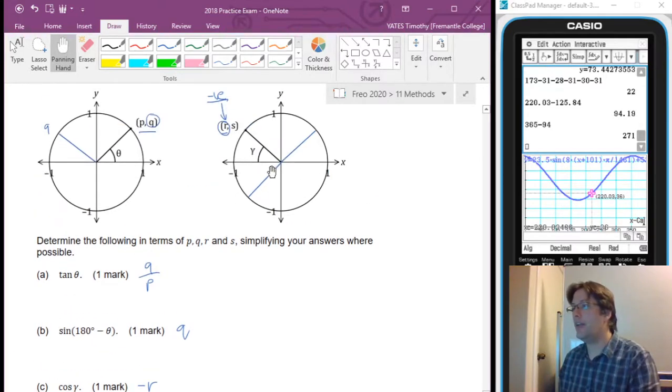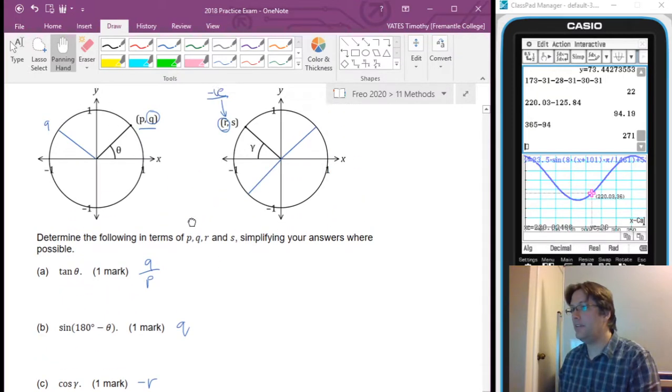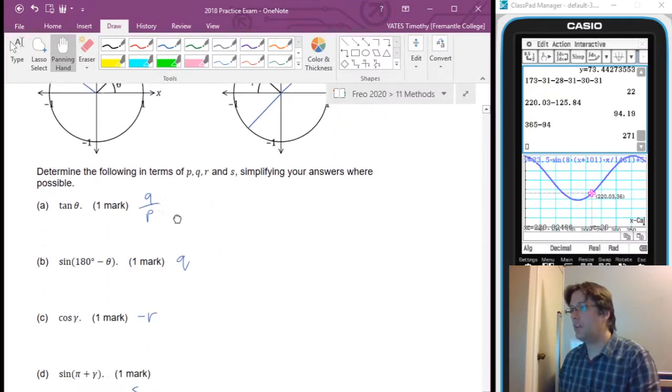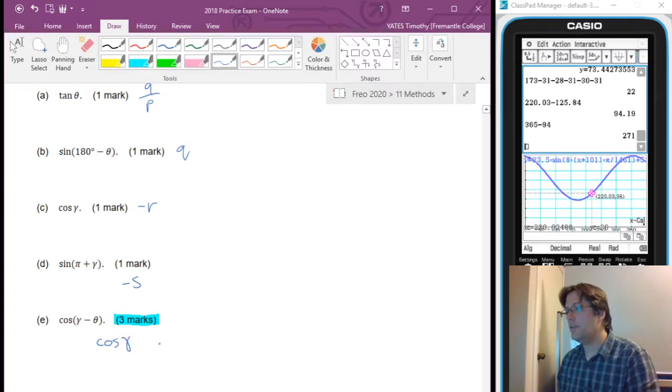Cos of gamma take theta. This one is just a hint here, it's worth 3 marks, so it's going to be a little bit more involved. What it's actually going to involve is our cos identity. Cos of gamma take theta is cos gamma cos theta, if you know your identities, plus sine gamma sine theta. You can put the brackets in there or not. I'll just put them in there for the time being.